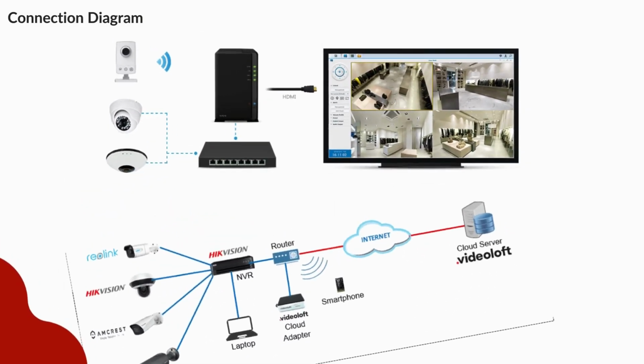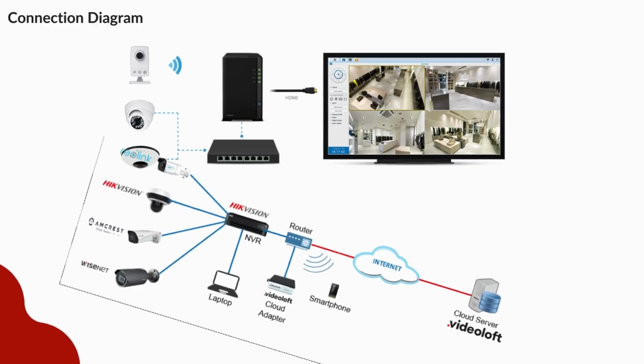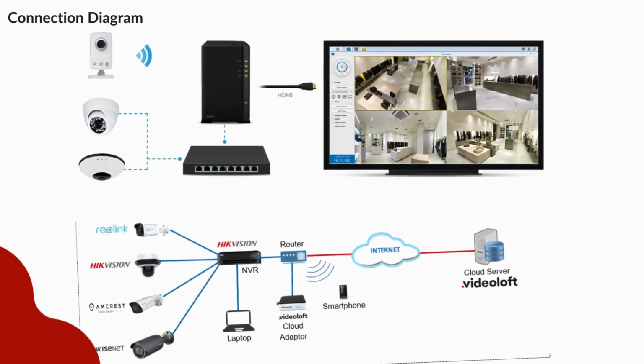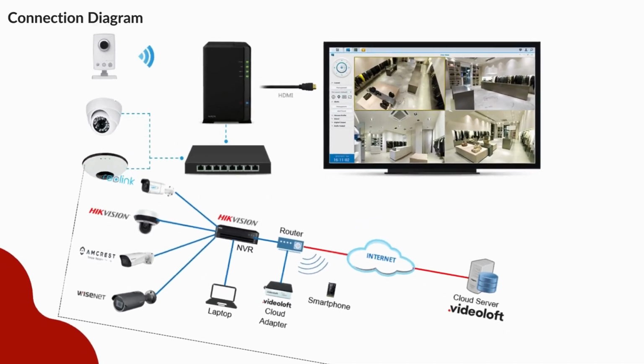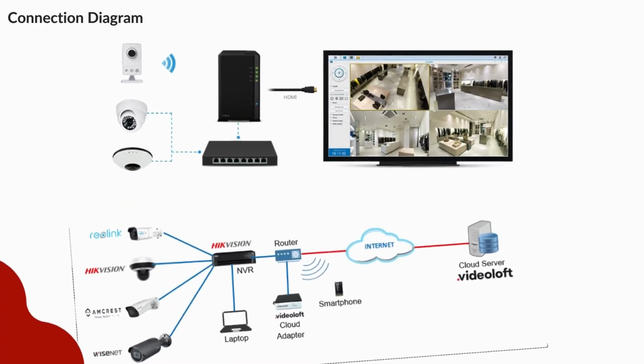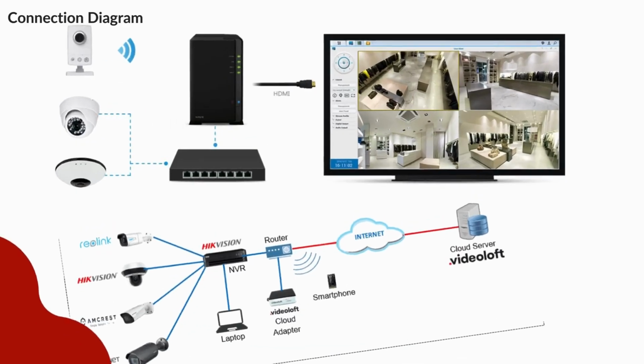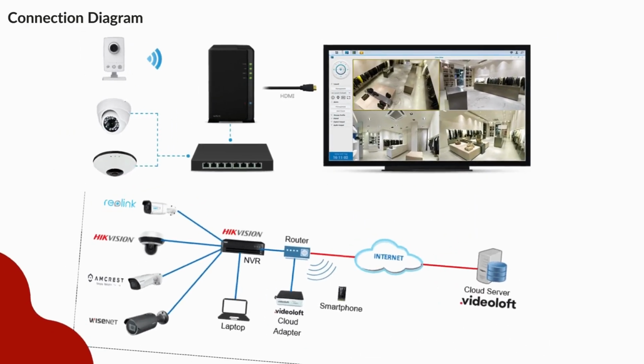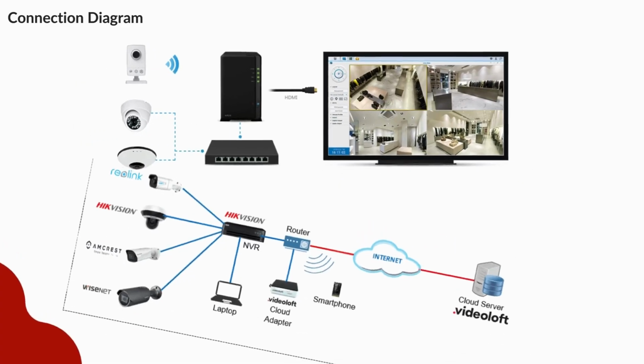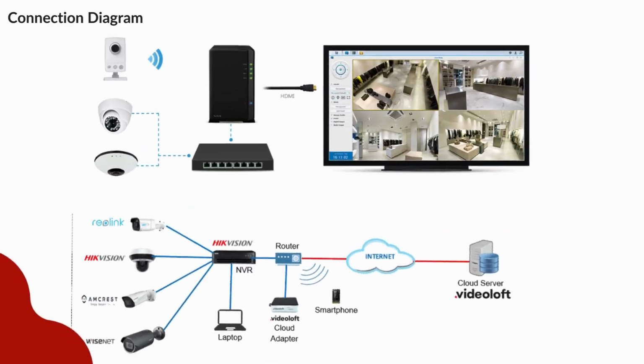In the above image, all the cameras are linked to a NAS storage, and the NAS storage has an HDMI output to a TV. So it can serve as an NVR and still do your cloud storage at the same time. This is very important. You have to understand the topology.